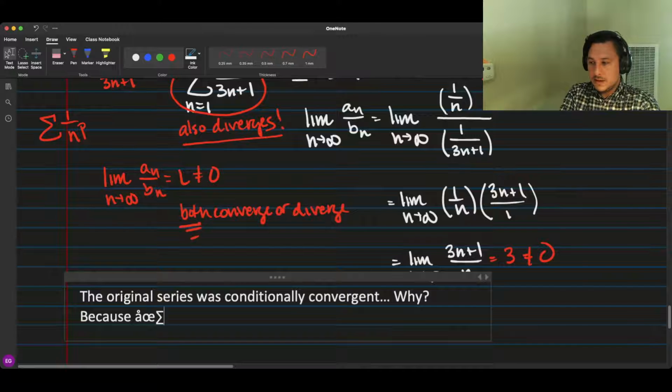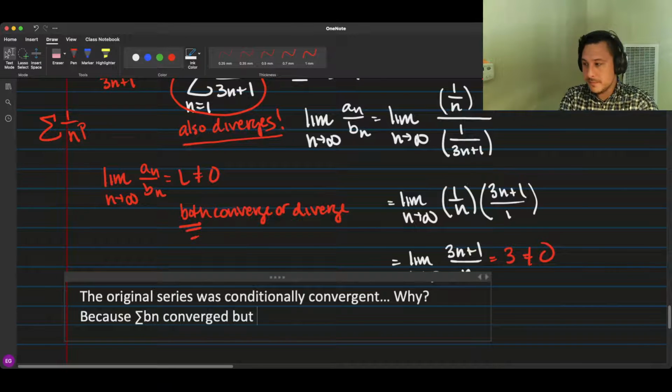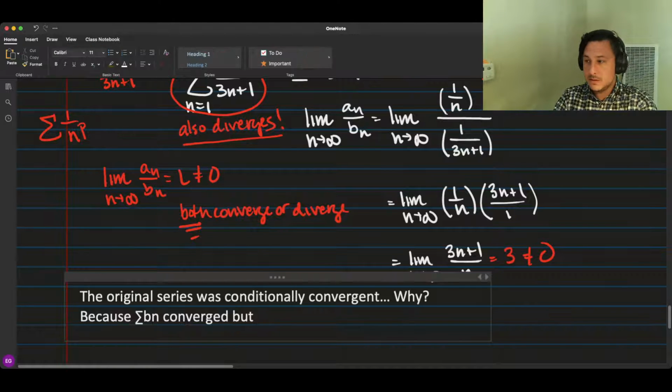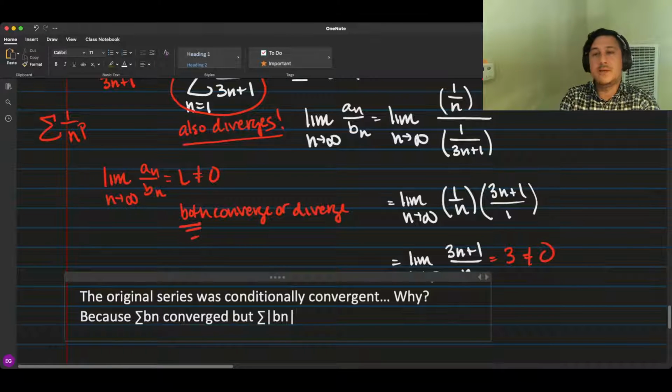Because the sum of a_n converged, or because the sum of b_n converged, but I accidentally closed the window. Sorry. The original series was conditionally convergent because the original series converged, but when you looked at whether the absolute value of the series converged, it diverged.